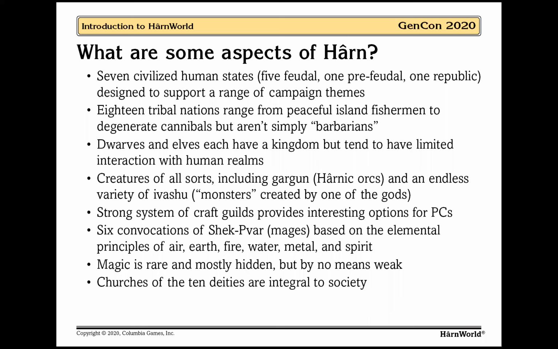So I'll let Marc do some talking here too, but we'll talk about some aspects of the HârnWorld setting, or not the setting itself, but the island of Harn and the world itself. When you're looking for a fantasy role-playing world, here's what Harn has to offer. Marc, you want to take some of this?